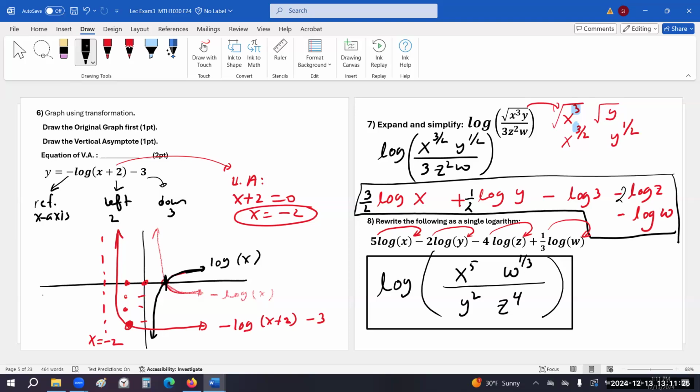Okay? So one of them, you're gonna see. If you don't understand, make sure you understand it before Tuesday. And remember the rules. Any questions so far? If you don't put parentheses, it looks weird.